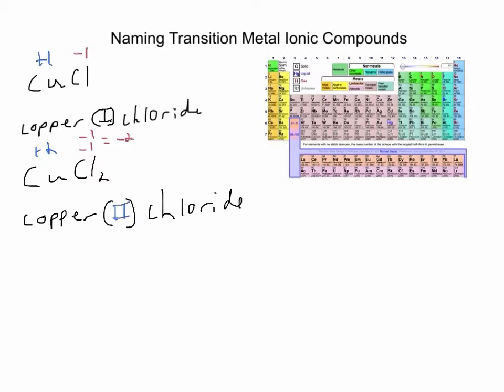Now what happens if you have more than one of your metal? Let's look at Ni3P2. How would we name this? Well, nickel is Ni, so we have nickel. We don't know its charge because it's a transition metal, so we put parentheses. And we know P is phosphide.